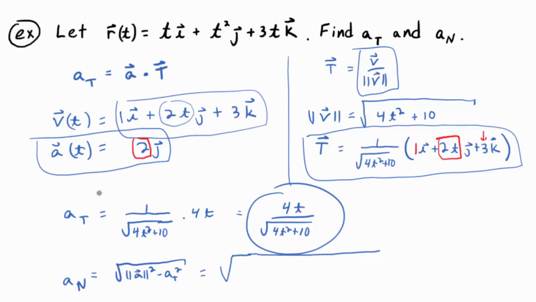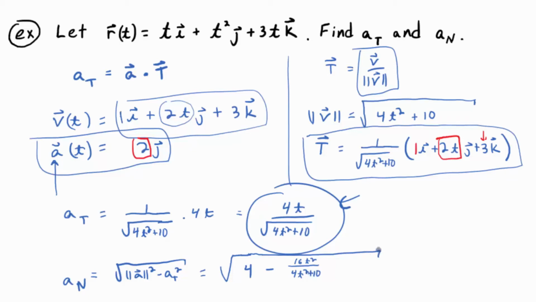Okay, well, magnitude of a, the acceleration vector isn't too hard to find. What is that going to be? Well, the magnitude is 2, and then you square it and you get 4. Sure. Okay. Minus, okay, what do you get when you square this guy? 16t squared over 4t squared plus 10. The square root goes away.